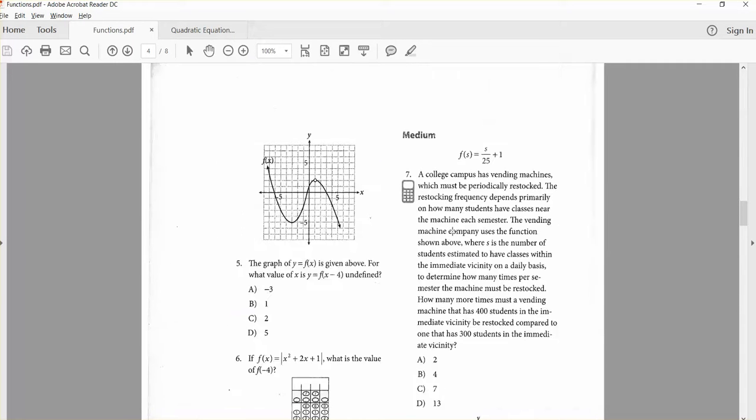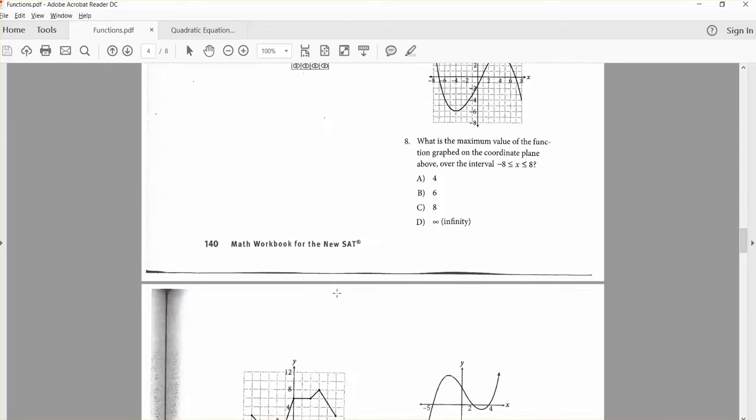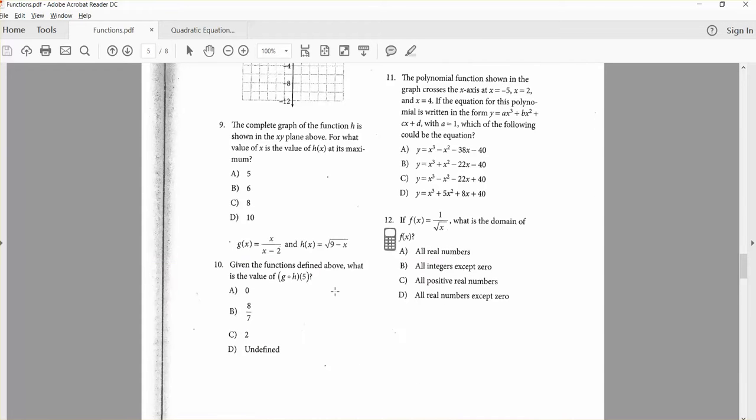Let's jump to a medium level problem. Now let's take a look at perhaps composite function number 10. Just have a little experience with that.